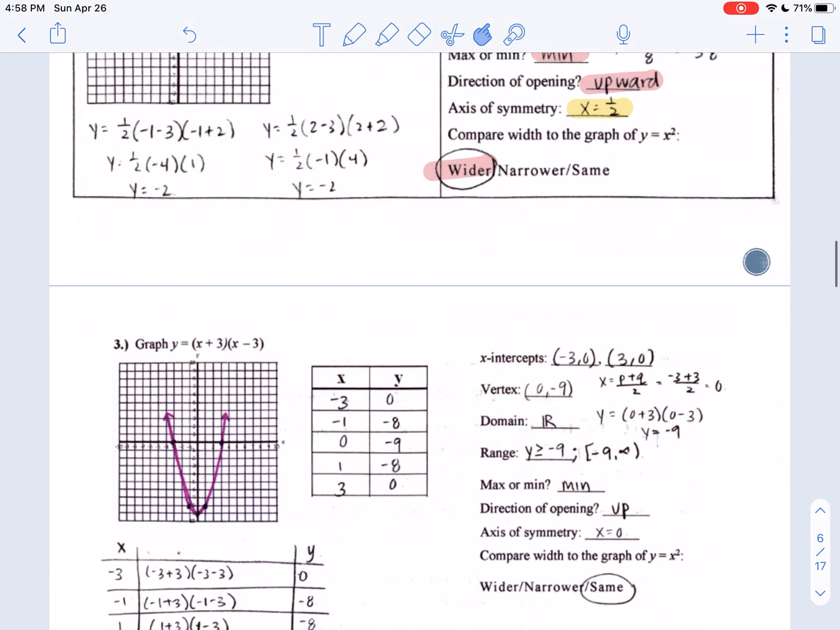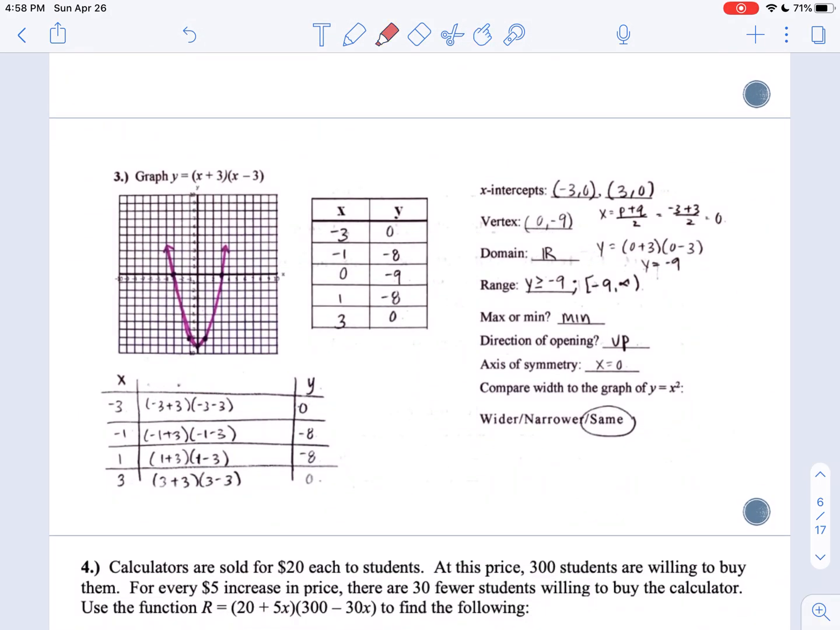All right, let's take a look at number 3. In number 3, we started off once again with my x-intercepts, (-3, 0) and (3, 0). We plugged them in to get the halfway point, which is my axis of symmetry, x equals 0. We plugged in to get your vertex, (0, -9).